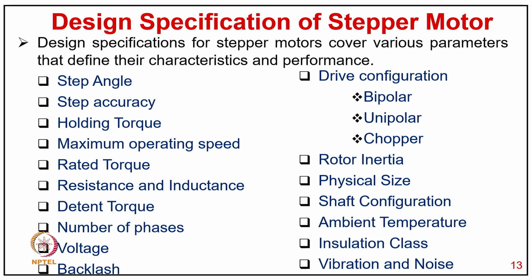Now coming to design specification of stepper motors. The design specification of a stepper motor covers various parameters that define its characteristics and performance, like step angle, step accuracy, holding torque, maximum operating speed, rated torque, resistance and inductance, detent torque, number of phases, voltage and backlash. Then in driver configuration, whether bipolar, unipolar or chopper is required. And then the rotor inertia, physical size, shaft configuration, ambient temperature, insulation class and vibration noise.